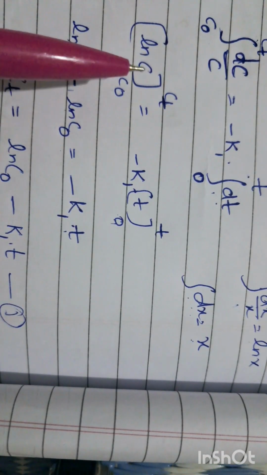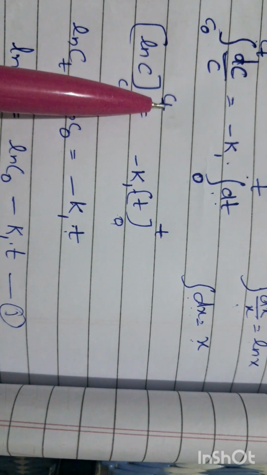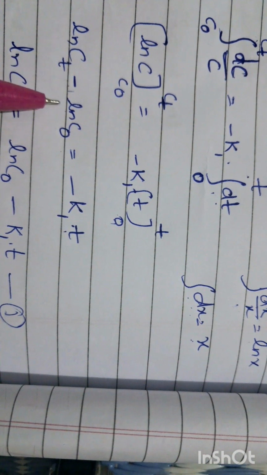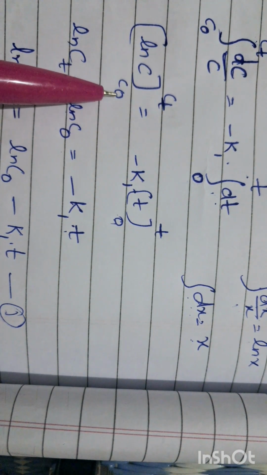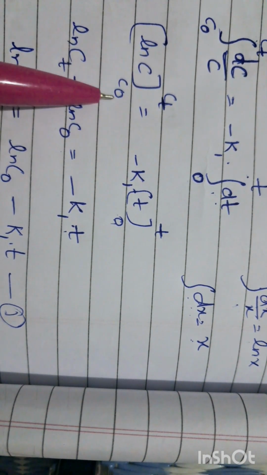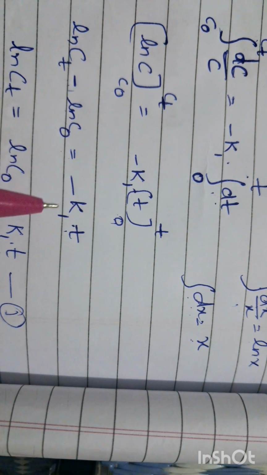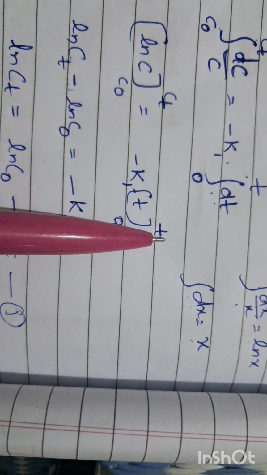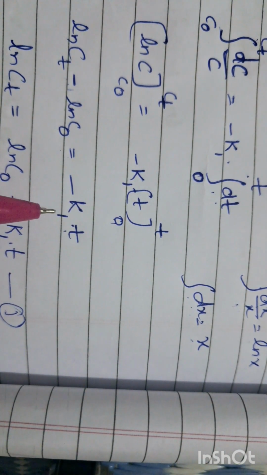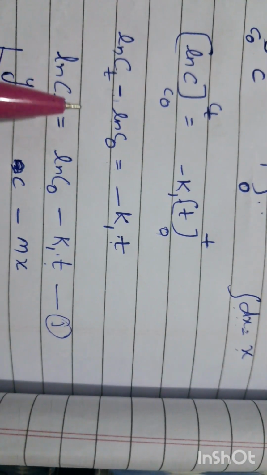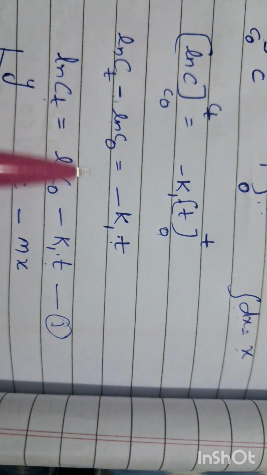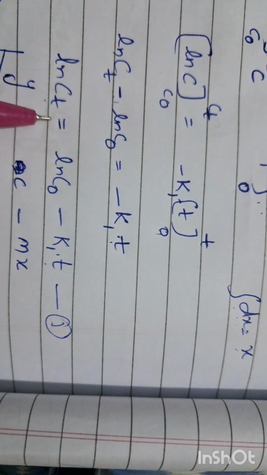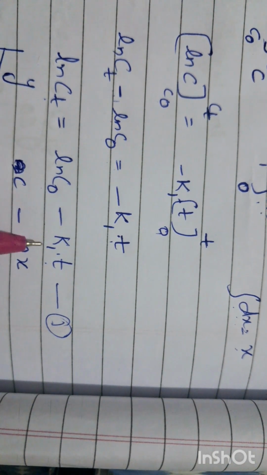Now this can be written as ln of Ct minus ln of C0. Here we go from final to initial concentration, equal to minus K1 into T, where T minus 0 is T only. Now shifting this, we get ln of Ct is equal to ln of C0 minus K1 into T.